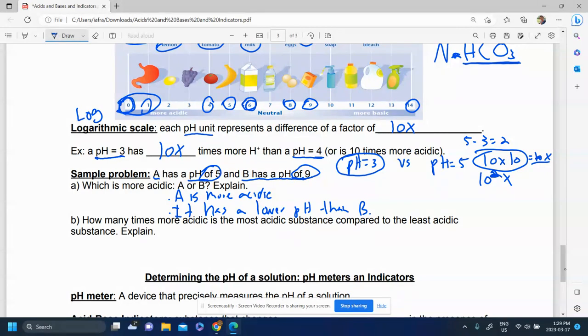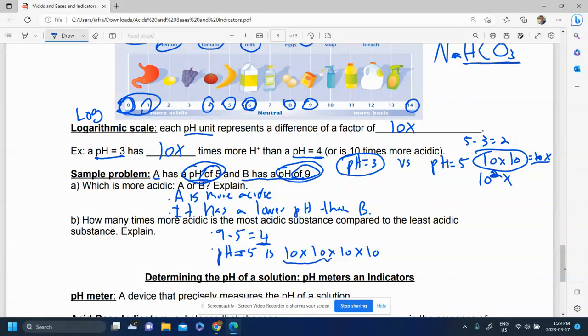How many times more acidic is the most acidic substance compared to the least acidic substance? Explain. So in other words, how many times more acidic is this pH of 5 compared to this pH of 9? So you know that the difference in pH is 9 minus 5, 4. That means that the pH of 5 is 10 times itself 4 times, basically. So 10 times 10 times 10 times 10 times more acidic.